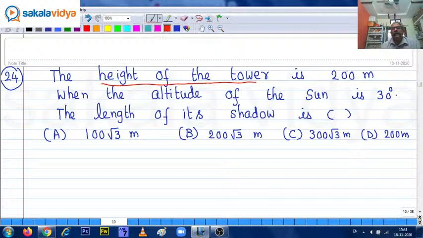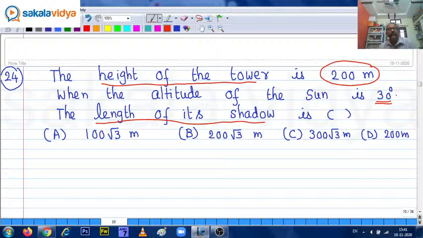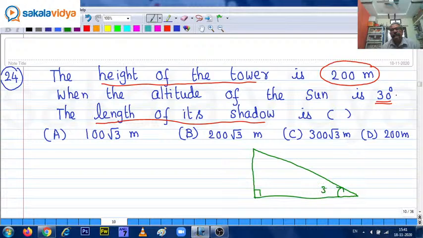The height of the tower is 200 meters. When the altitude of the sun, the angle of elevation, is 30 degrees, what is the length of the shadow? Length of the shadow you need to find out. So the height of the tower is given, and this is the length of the shadow. You join it. See, the angle of elevation is 30 degrees. Height is 200. This distance D you need to find out. Say ABC.